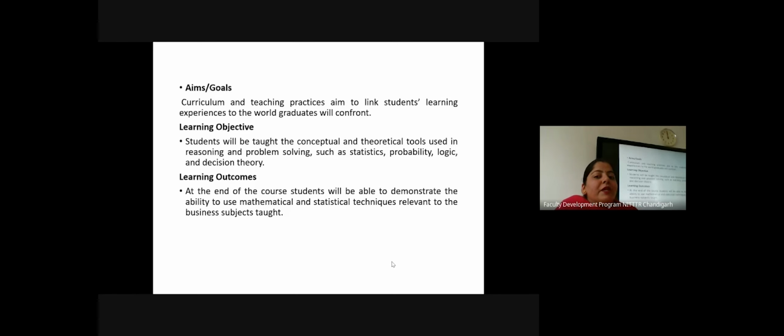Problem solving such as statistics, probability, logic, and decision theory. The learning outcome is that the student is able to use mathematical and statistical techniques relevant to the business subject taught. So teacher-intended needs to be mapped with the student learning outcome. It means in teaching-learning practices, whatever you are teaching, you are going to assess those parameters only.